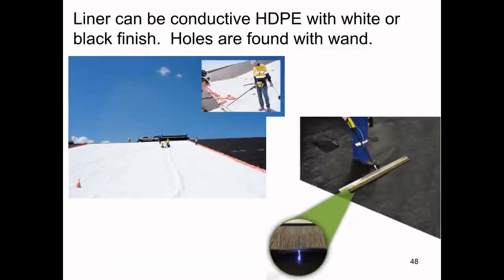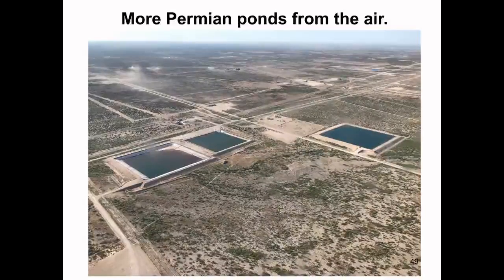A lot of times now the liners are put in with a conductive liner, and so therefore can be found with a wand, and even pinholes can be found just after installation, and therefore when you install these ponds, the leak amount is minimized. Here's another photograph of produced water ponds for recycling out in the Permian Basin of Texas.